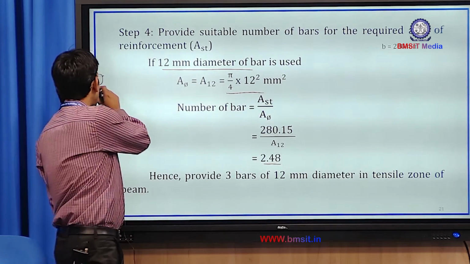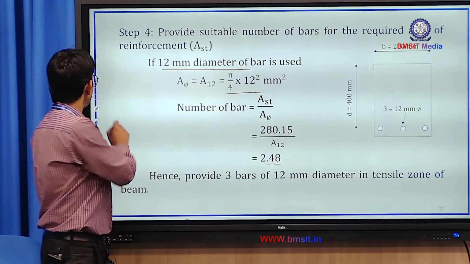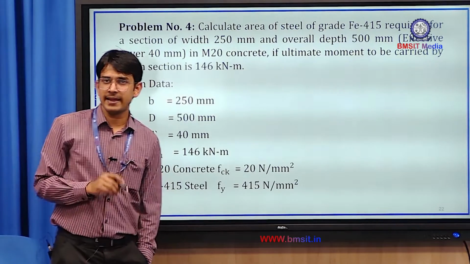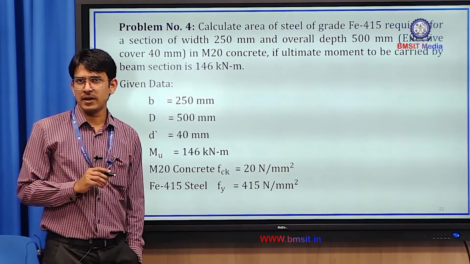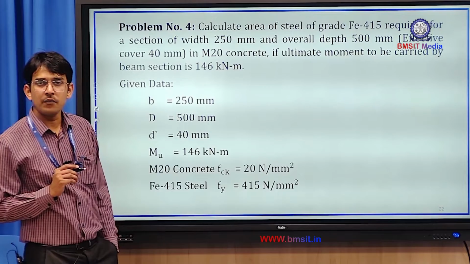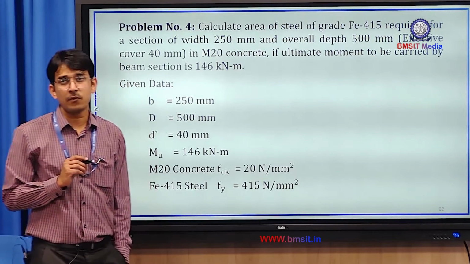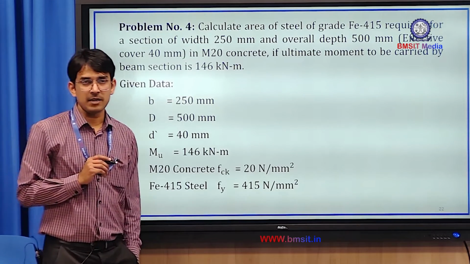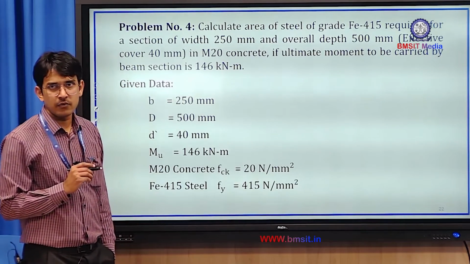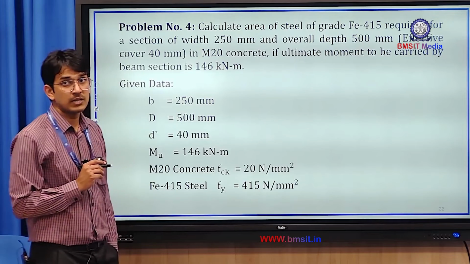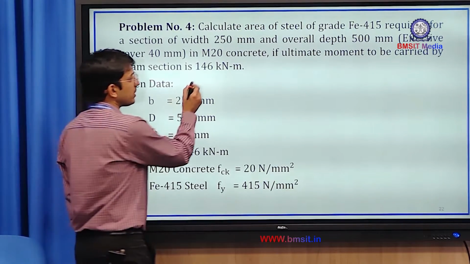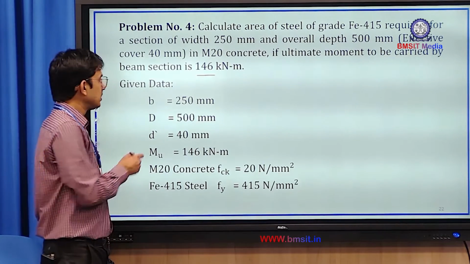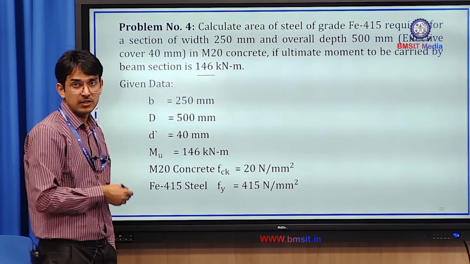Now I have one problem for you. In this problem you have to calculate the area of steel of grade Fe 415 required for a section of 250 mm width, and the overall depth is 500 mm. An effective cover is also given to you, that is 40 mm. In this you are using M20 grade of concrete, and the ultimate moment is given to you, that is 146 kilonewton meter. So again, before the solution, you have to write the given data with units. So I can say B, D, D dash, and all the values we have.